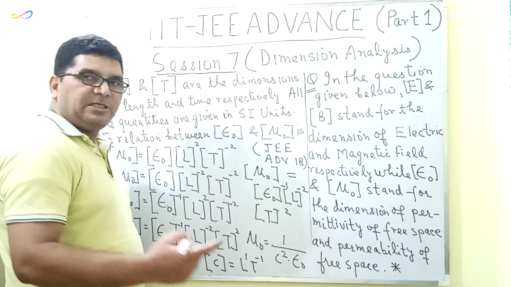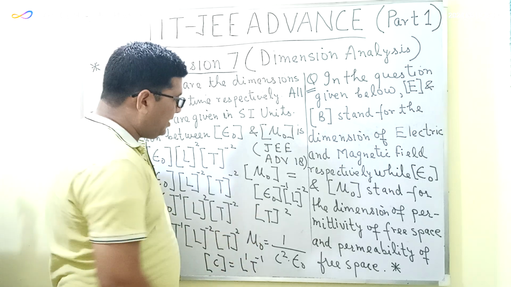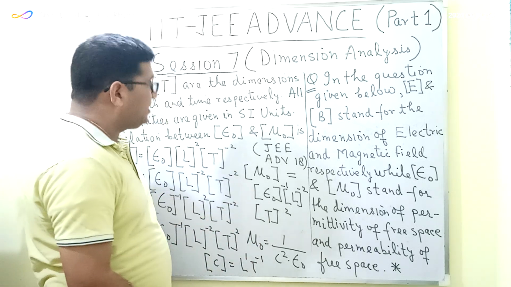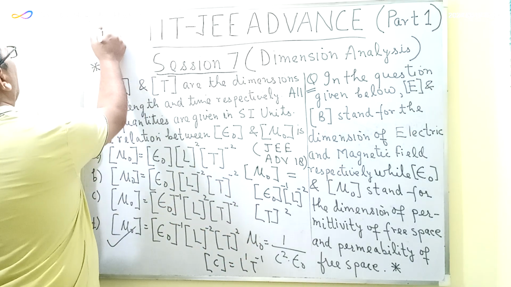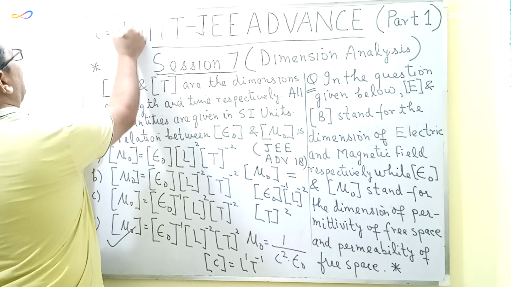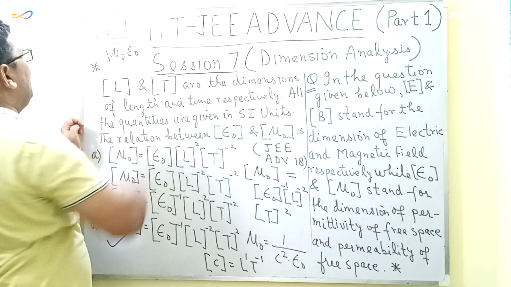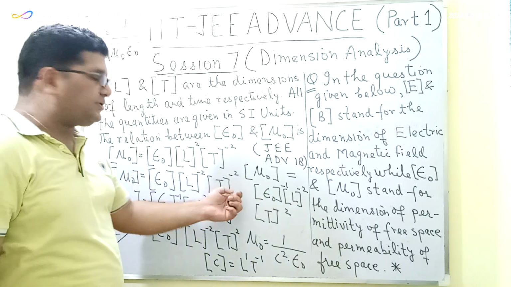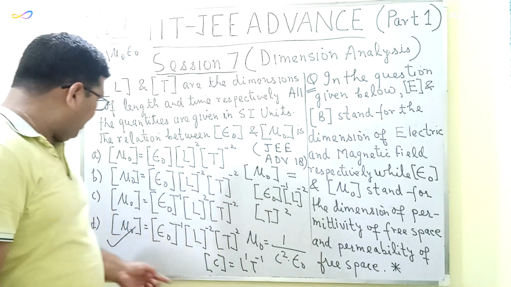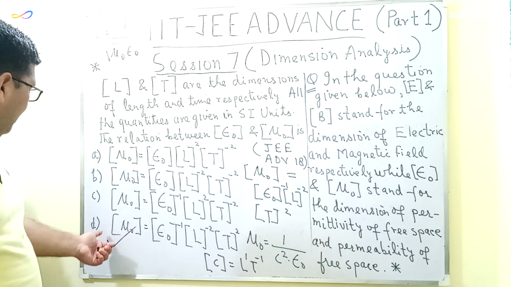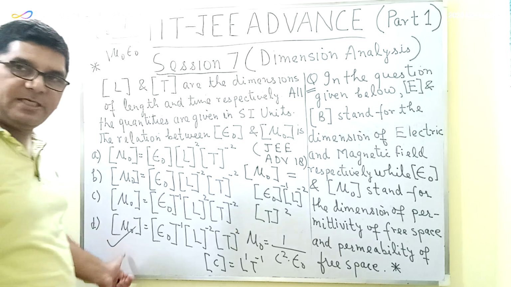So in this question, the only thing we were supposed to use was this equation of light, that is C is equal to 1 upon under root mu naught epsilon naught, and by using this equation and the principle of homogeneity, we were able to find this option D, which is the correct option.